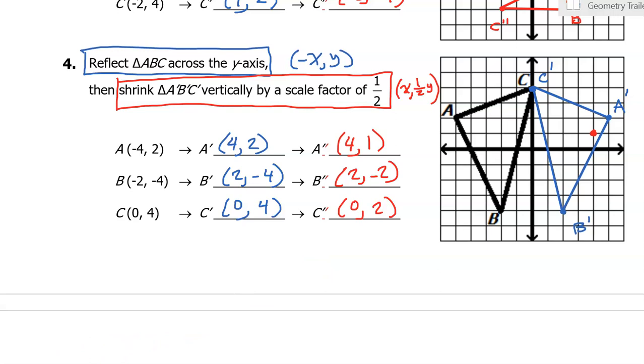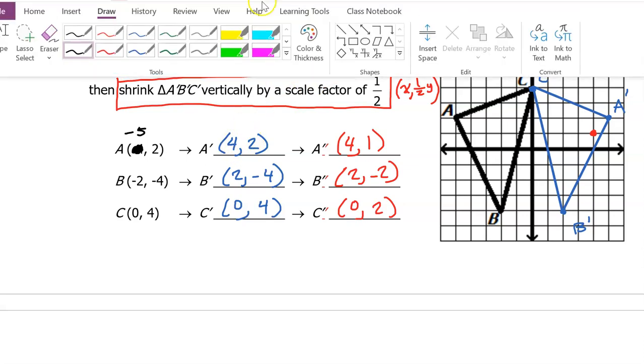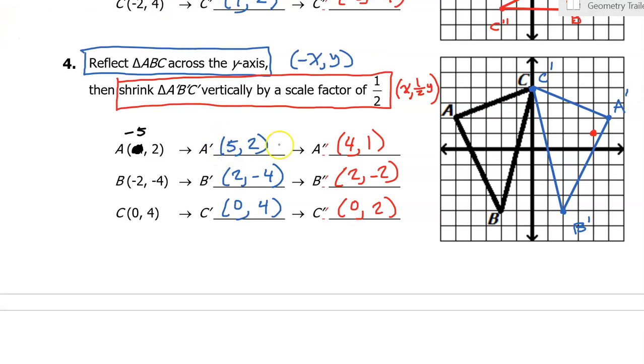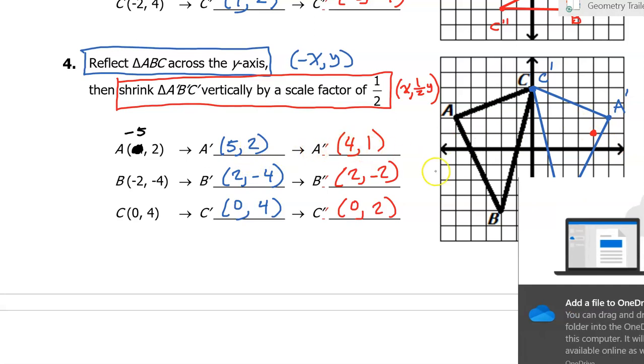All right, I'm noticing a mistake in the original problem. Because point A is actually the point negative 5, 2. And here they gave me negative 4, 2. So that's actually incorrect. Okay, so point A should really be negative 5, 2. So when we did the reflection over the y-axis, and we did opposite of x, y, then instead of a 4, this should have been a 5. Which I graphed correctly because I did it visually. So that's really 5, 2.